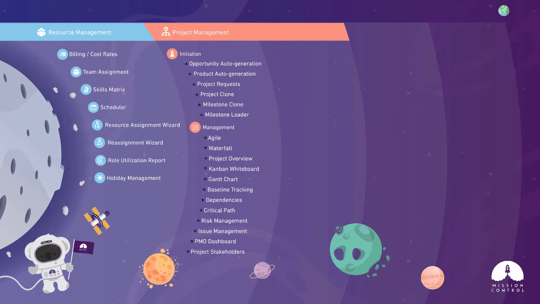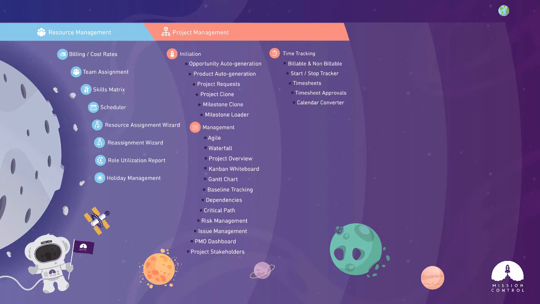You've also got the ability to keep track of any risks and issues you're concerned about. The PMO dashboard gives you a high-level summary of how your projects are performing to budget and schedule. With project stakeholders, you've got the ability to identify who those stakeholders are, and you've also got the ability to issue out a weekly status report to them.